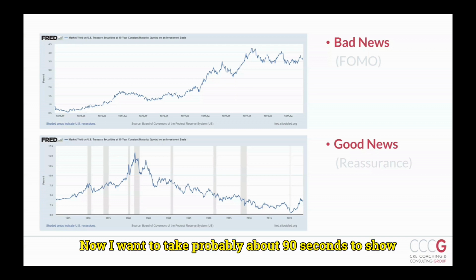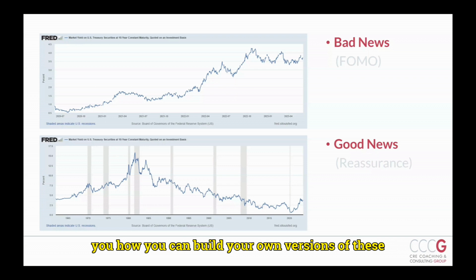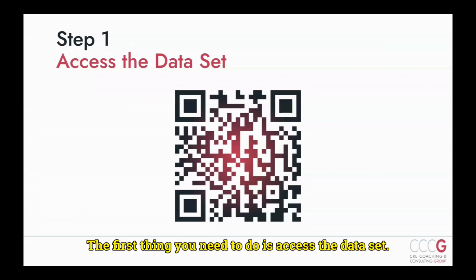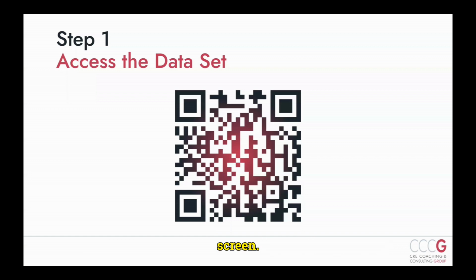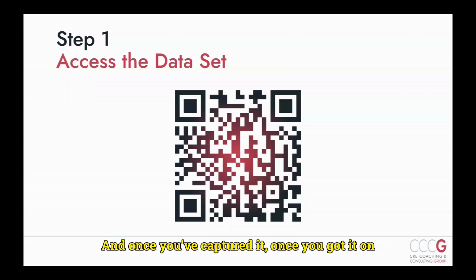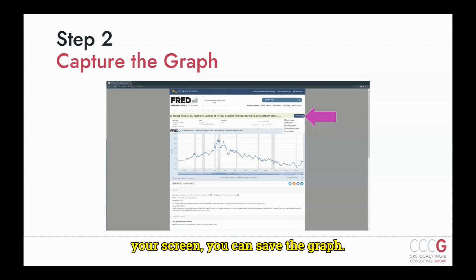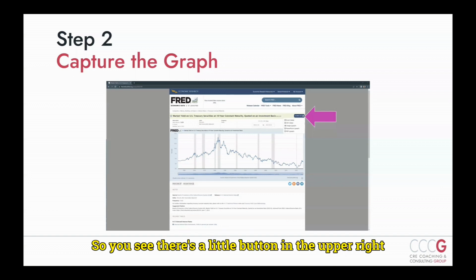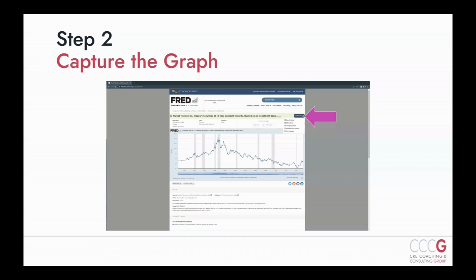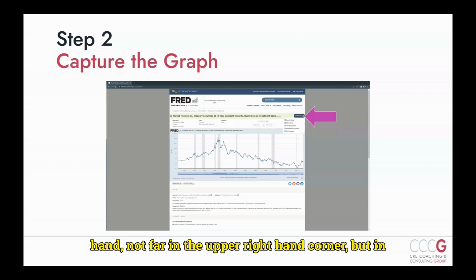Now I want to take probably about 90 seconds to show you how you can build your own versions of these slides. The first thing you need to do is access the data set. So this is the DGS10 data set, but just point your camera at that QR code and it'll pop right up on your screen. And once you've captured it, once you've got it on your screen, you can save the graph. So you see there's a little button in the upper right-hand quarter that says download.